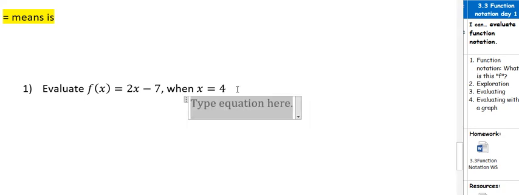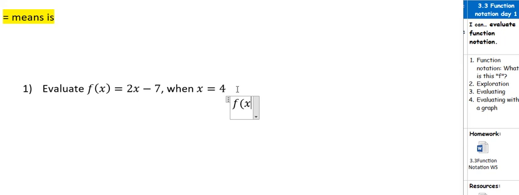So here's what we do. We're going to write f of x equals 2x minus 7. But what is x? Well, x is 4. So I'm going to go in and there's 2 spots where I have x's. And I'm going to get rid of both of those spots and put 4 there.